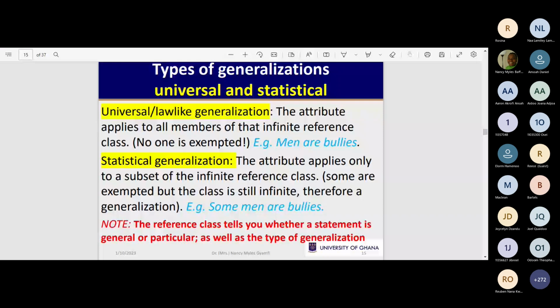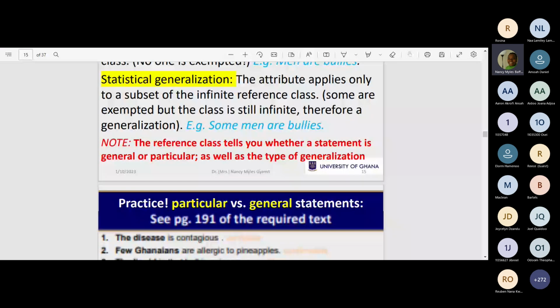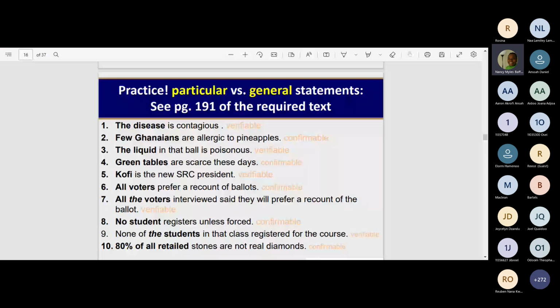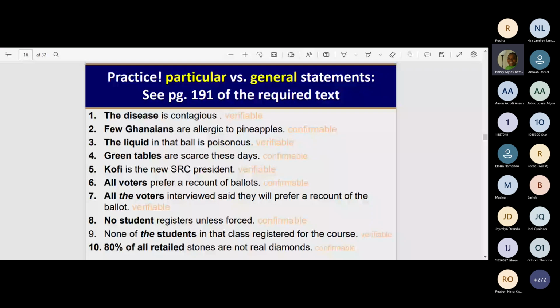Some examples, then we take questions and we are done for the day. I put my answers there, but we'll discuss them together. We are practicing together: particular statements versus general statements, and where they are general, whether they are law-like generalizations, also called universal generalizations, or statistical generalizations. We want to practice and see.